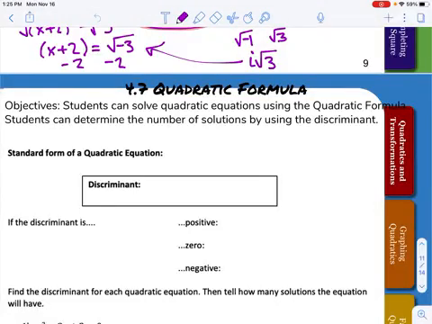Hello all, today we are going to start 4.7 quadratic formula. You guys will be able to solve quadratic equations using the quadratic formula and determine the number of solutions using the discriminant. That second part is what we are going to focus on today.